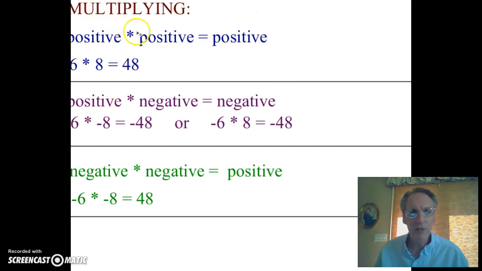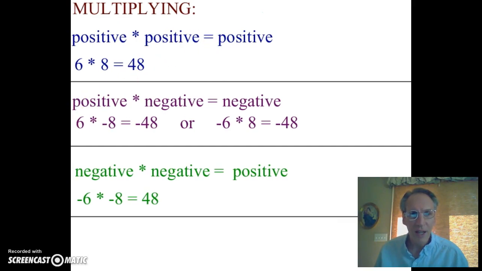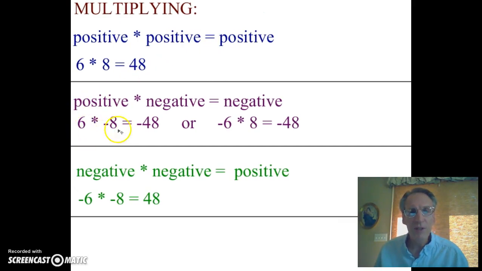Multiplying, we have a positive times a positive is positive. Everyone kind of knows that. Now if we have a positive times a negative, we get a negative, and it doesn't matter the order. If it's 6 times negative 8, you get negative 48. Or if you have negative 6 times 8, you get negative 48. So the order doesn't matter, but anytime you have a positive times a negative, you get a negative. So we're discussing multiplying. Adding and subtracting rules are a little different, but right now we're doing multiplying.